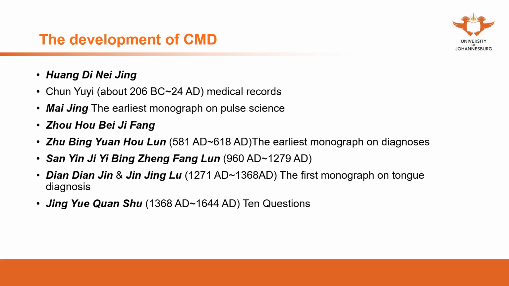Later on, 脉经 is the earliest monograph on pulse science. So the pulse diagnosis, the theories. This one is the earliest monograph. 走后备急方, you see all these books we have mentioned quite a few times in the history of study. So if you don't remember any of them, you can go back to the history study, revise from there.